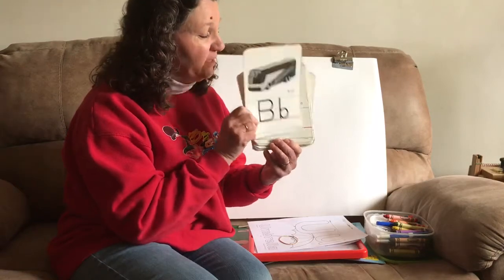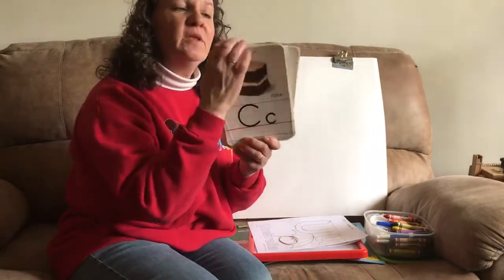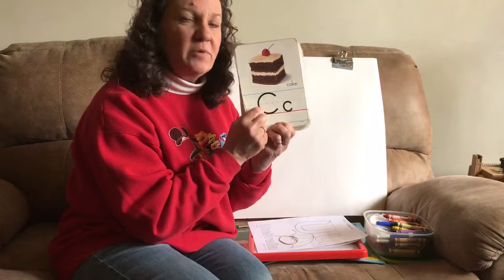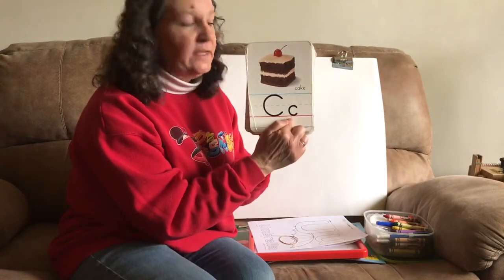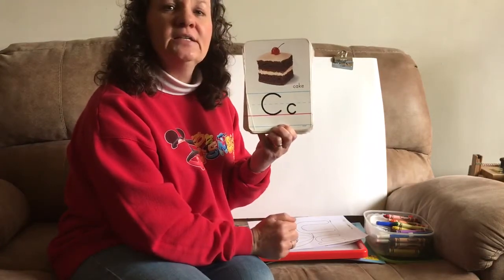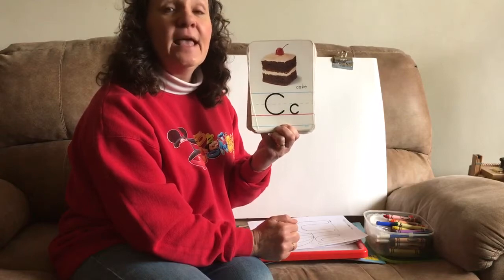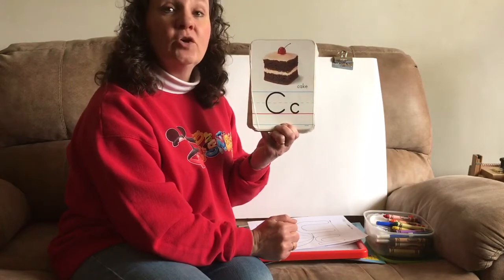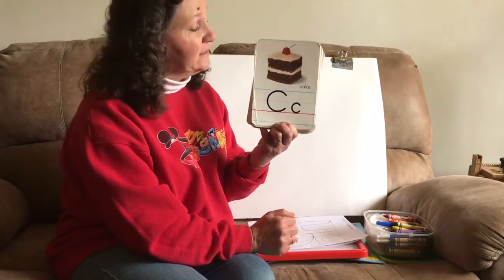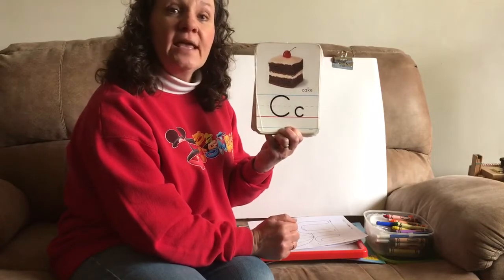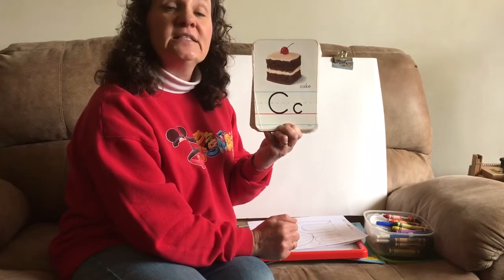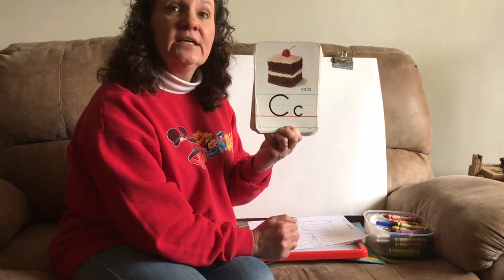And do you remember this letter? What is that one? The letter C. We have our capital C and our lowercase c. The letter C makes the k sound, like cake and candy and cookies and carrots. C is for cake, k, k, k.